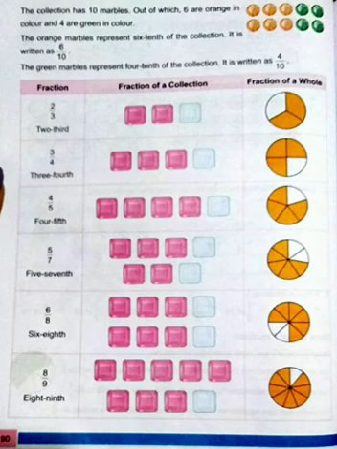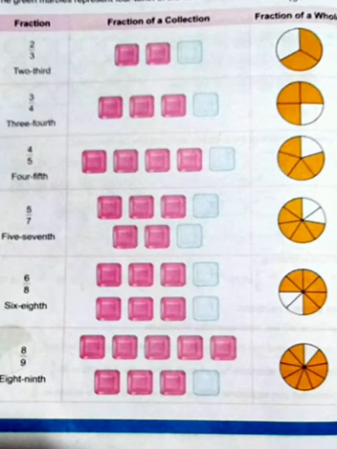Here we have a table which shows how to write fraction in figures and words, how to take fraction of a collection and fraction of a whole. First is 2/3, second 3/4, third 4/5, and in the fourth one we have 5/7, and in the fifth we have 6/8, and in the sixth we have 8/9.